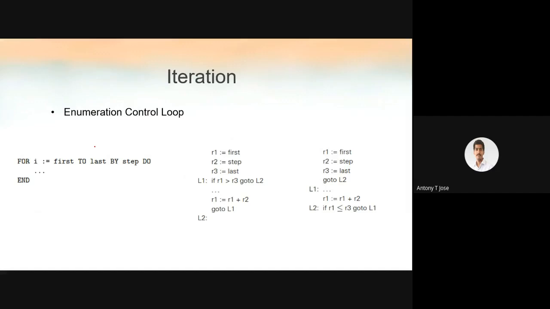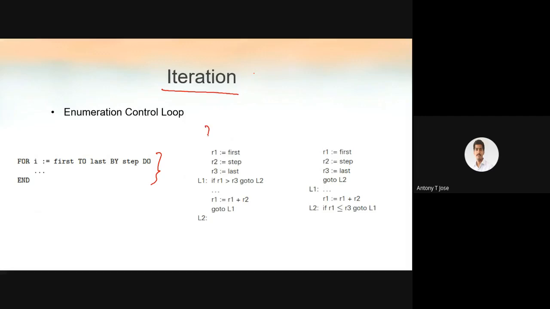Next one is iteration. What do you mean by iteration? Iteration means, for I equal to whatever, something that you need to be repeated comes under iteration. So I can say for I equal to first, last, step by step to do, and this comes under iteration. Iteration can be implemented in two types.